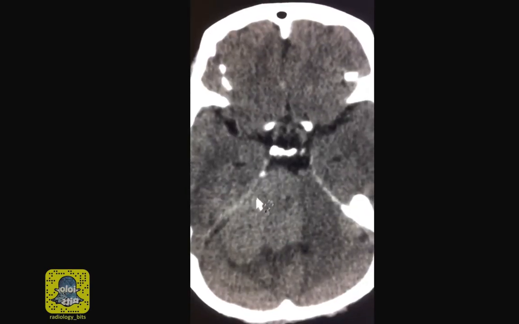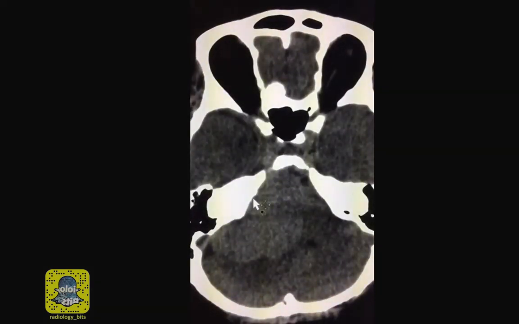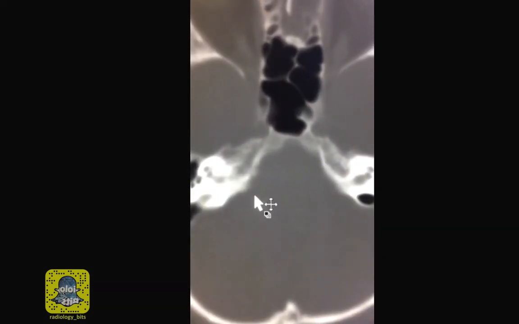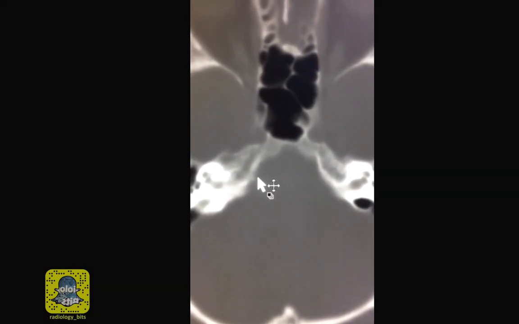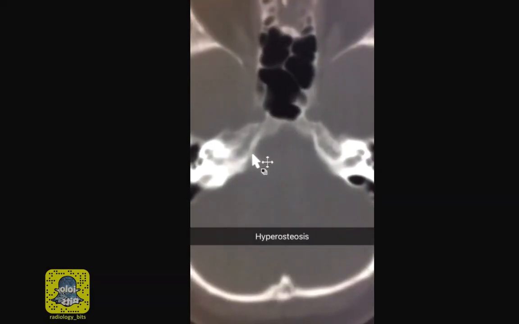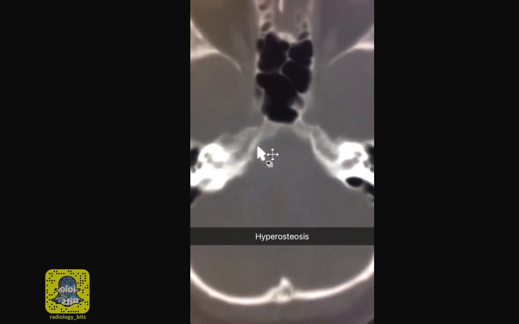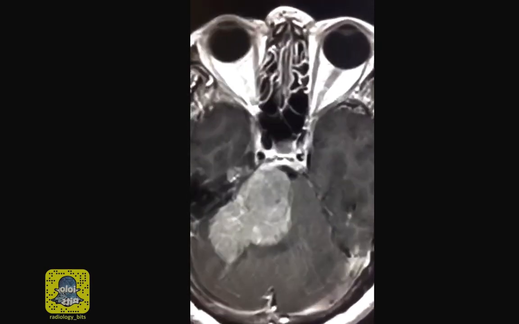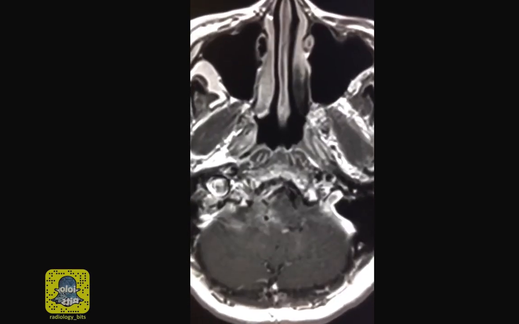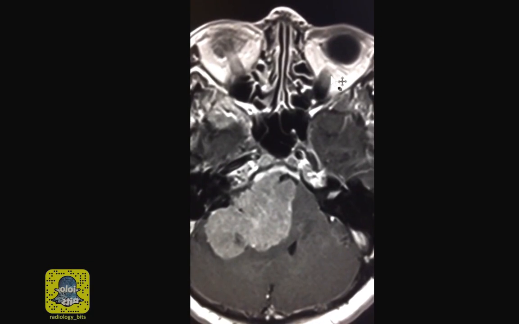So this is the CT scan without contrast. You see the lesion again. Let's concentrate on the bone here. And if you look at the bone on bone window, you'll notice that you have these irregular extensions off the cortex of the temporal bone, consistent with hyperostosis, which is another feature that favors a meningioma here. Now back to the MRI examination. This is the T1 with intravenous contrast.